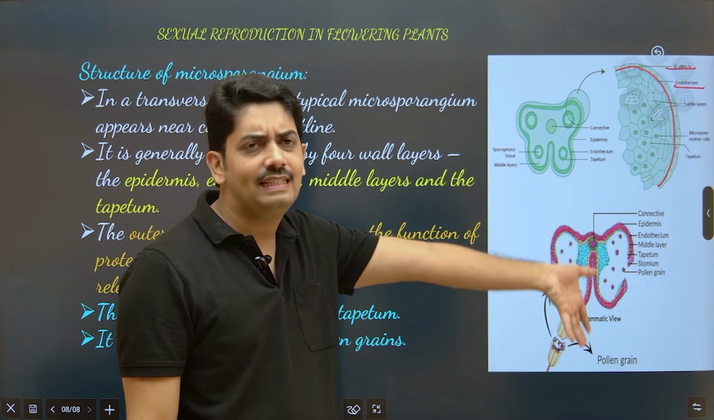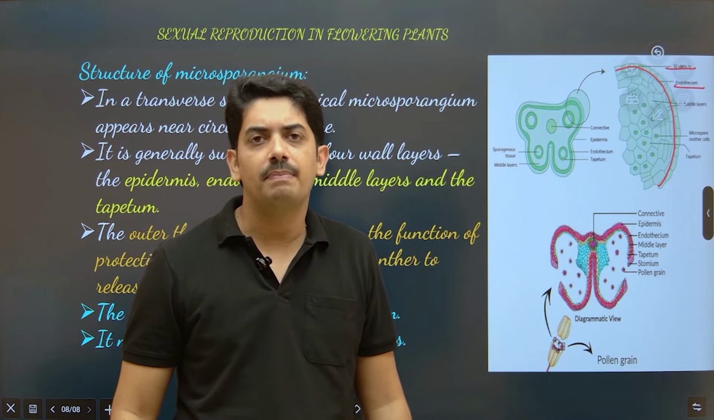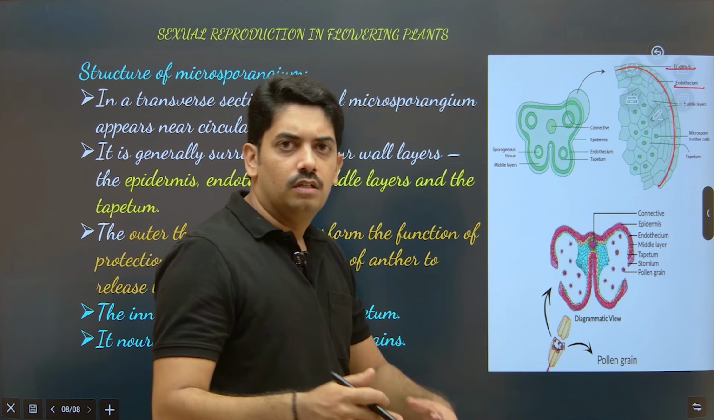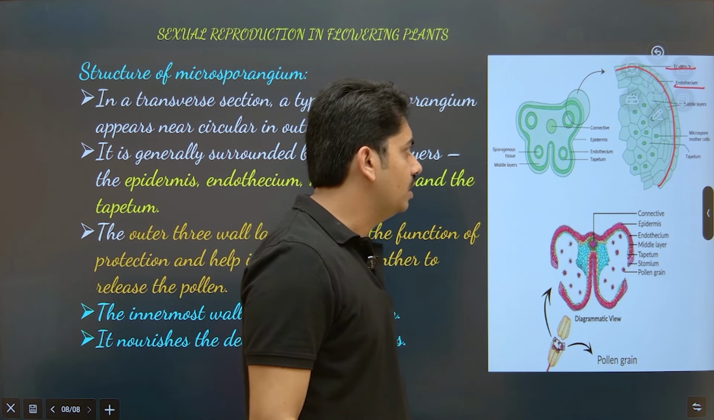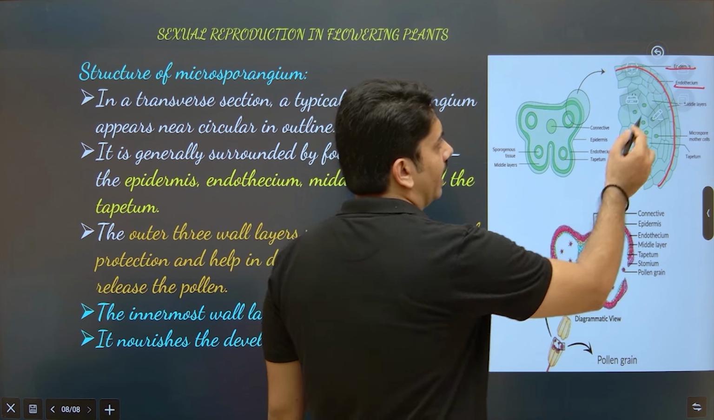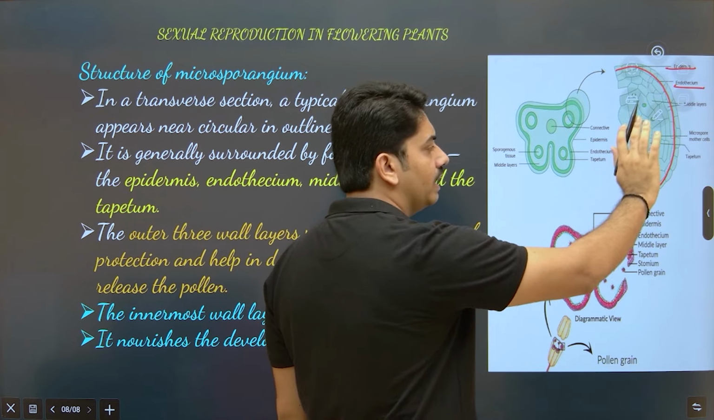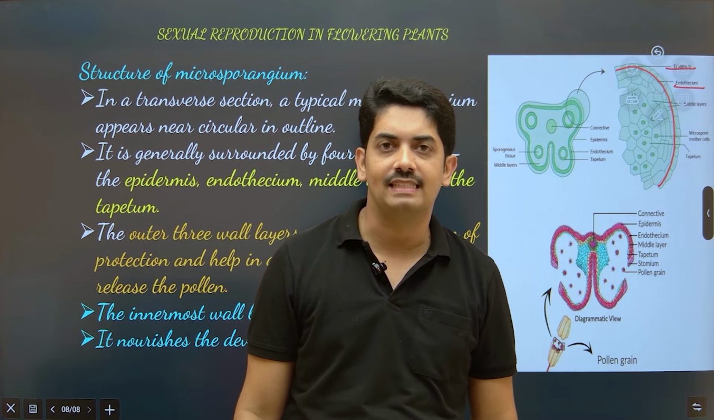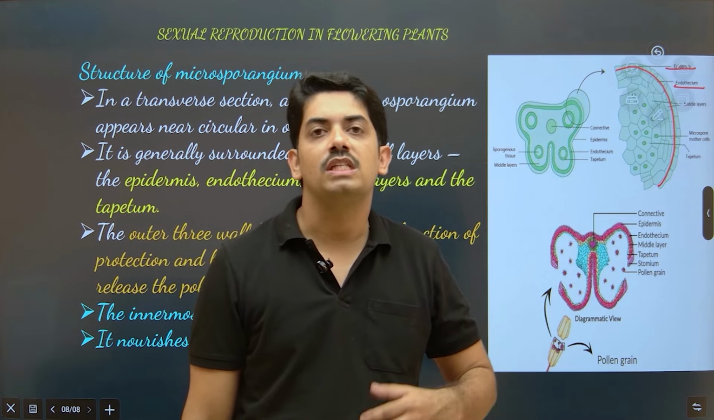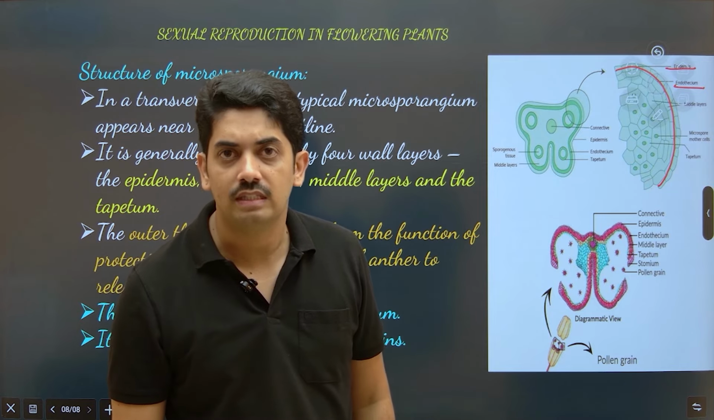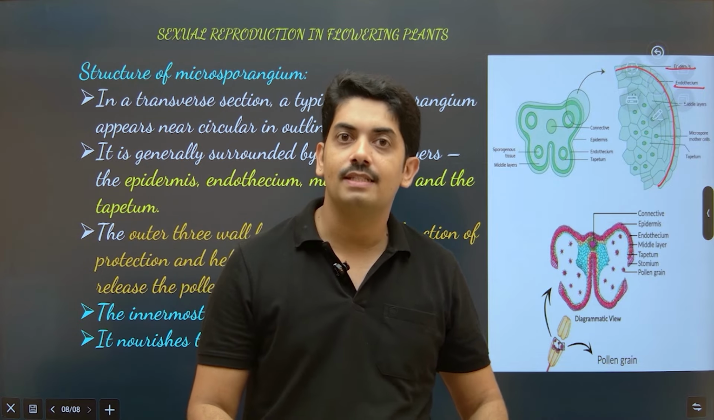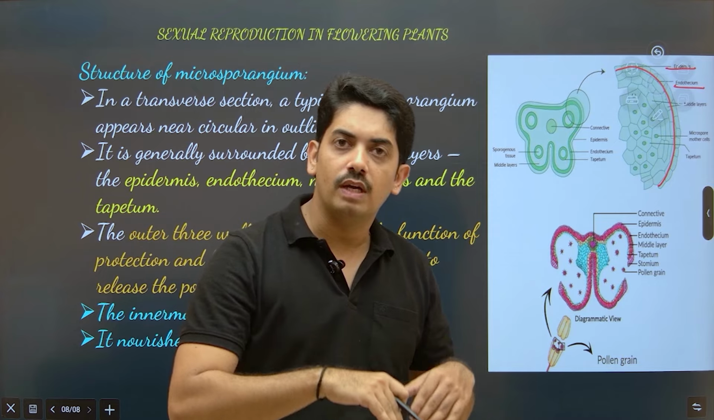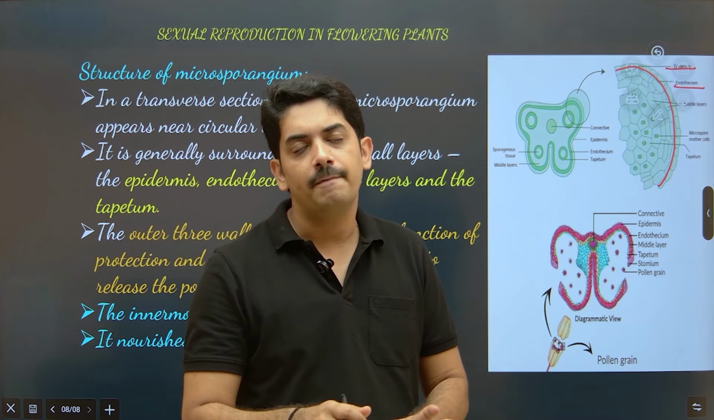When you look at all these cells, they are simply parenchymatous cells. They are compactly arranged, not tightly arranged. There is an intercellular space. Okay, so endothecium is present just below the epidermis. Please remember the sequence of arrangement of these cells, because sometimes a sequence based question is asked on this topic. The outermost is epidermis. Next to epidermis is the endothecium. Next to endothecium is the middle layer.